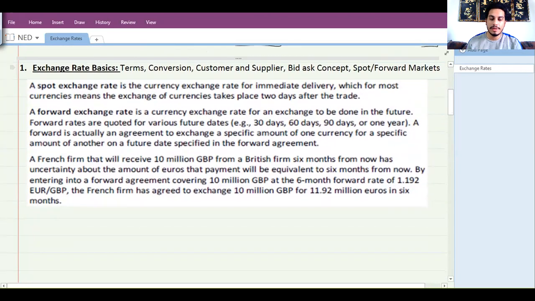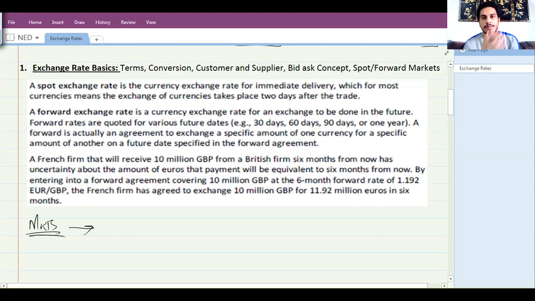Let's get to the basics. Number one, there are different markets for exchange rates. Let's suppose you want to buy $1,000 today. You will be going to the foreign exchange market, such as a retail exchange. You're going to go over there and buy dollars. You're buying that immediately, today.